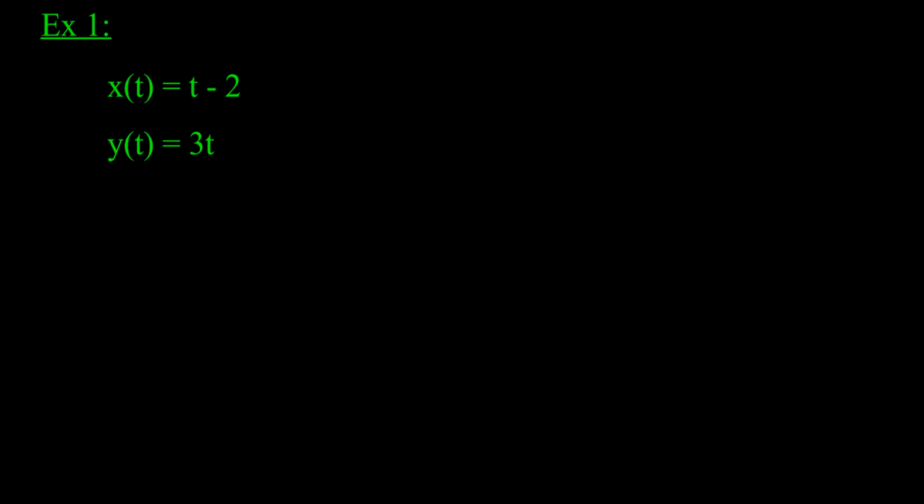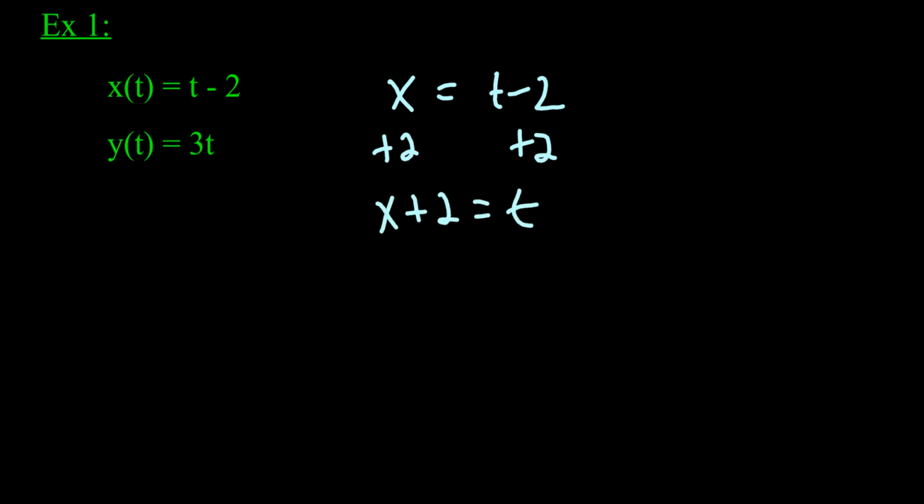I'm going to write this as x equals t minus 2. What I want to do is solve for t. So I'm going to add 2 to both sides. I get x plus 2 equals t. And then I can plug this into the other equation in for t. It's really important you plug it into the other part of the parametric equation, not back into what you had, otherwise you kind of created a circle.